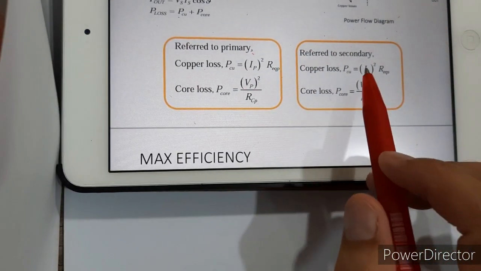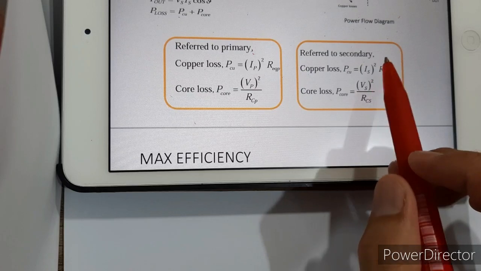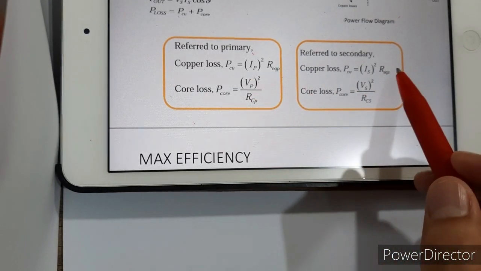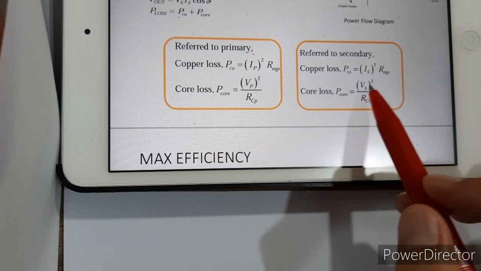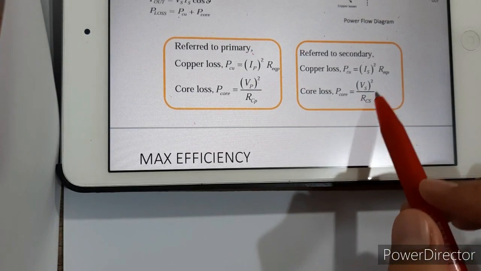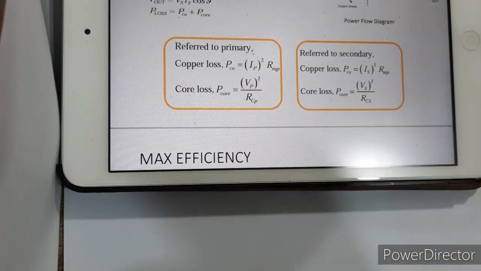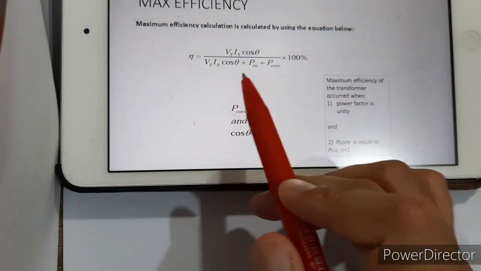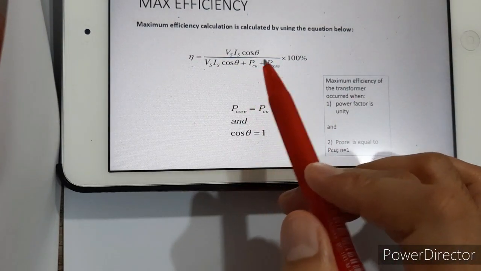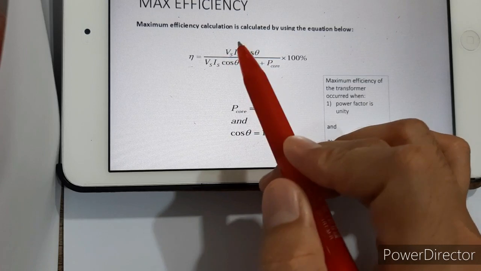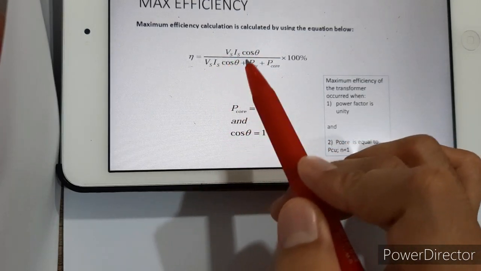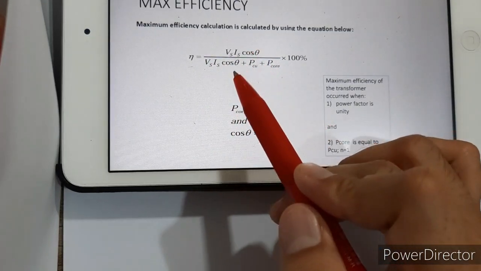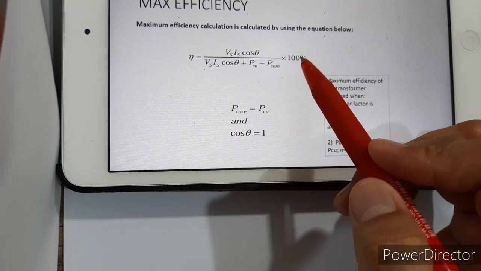Same goes for secondary: IS squared, instead of IP, multiplied by R equivalent S, and for core it is VS squared divided by RCS. Okay, so for maximum efficiency, this is the formula: VS IS cos theta, which is P out. P out over P out plus P losses, which is P in. P out over P in is the efficiency, and then multiply by 100%.